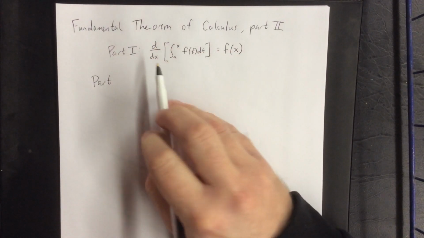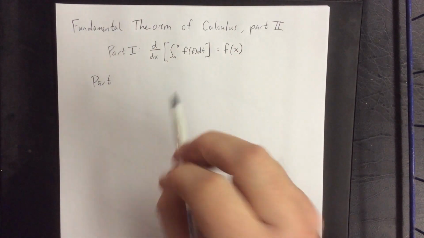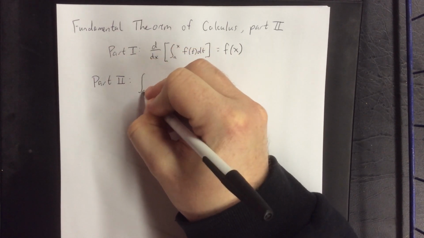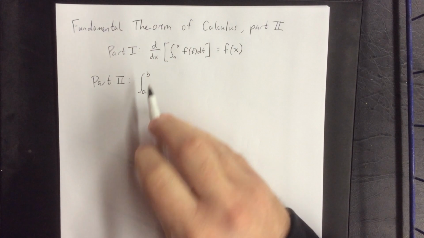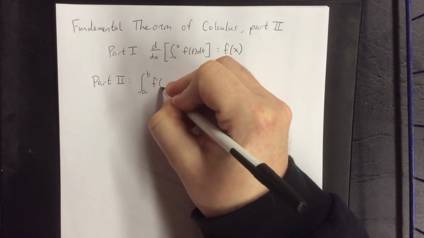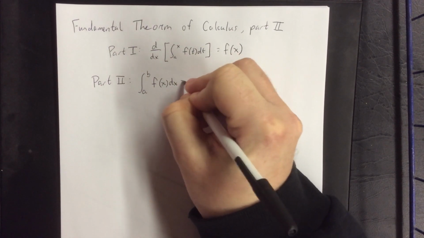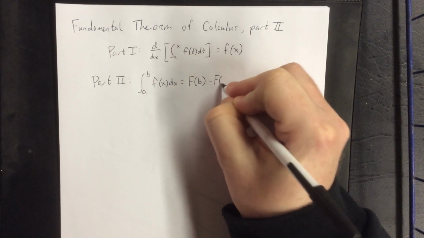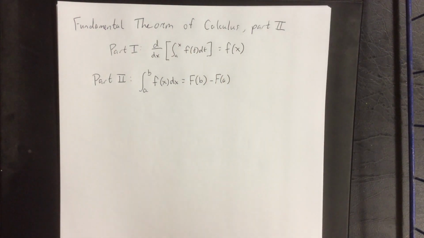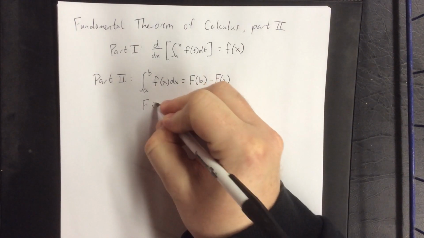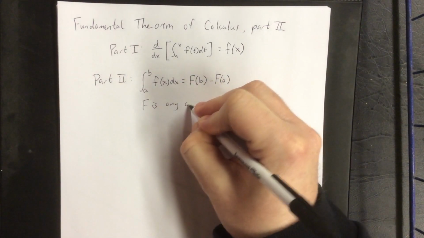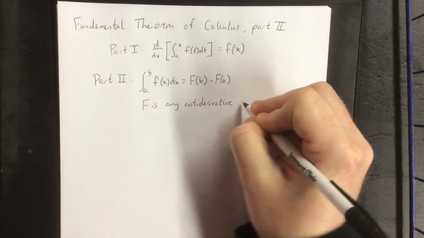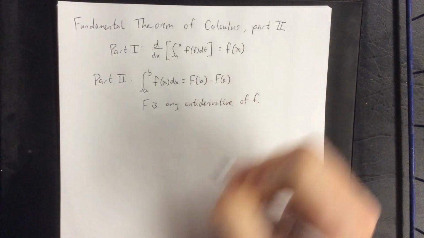Rather than having a derivative on the outside and an integral on the inside, part 2 will state the following. If we're interested in evaluating the definite integral from a to b of f of x dx, this is going to be equal to capital F of b minus capital F of a, where capital F is any antiderivative of little f.